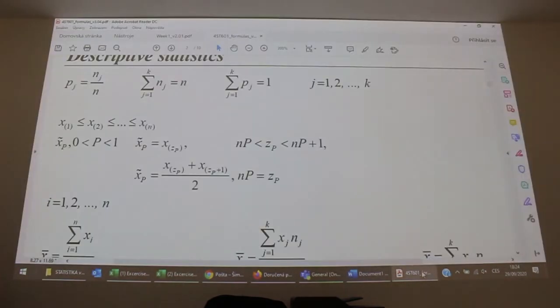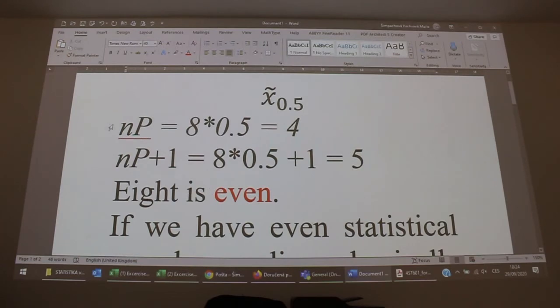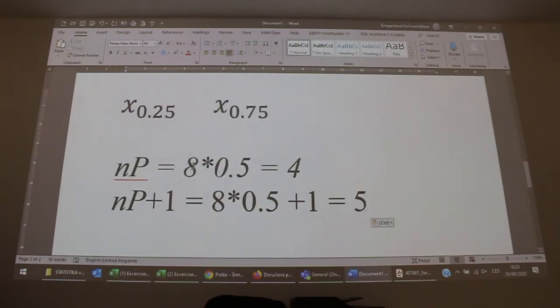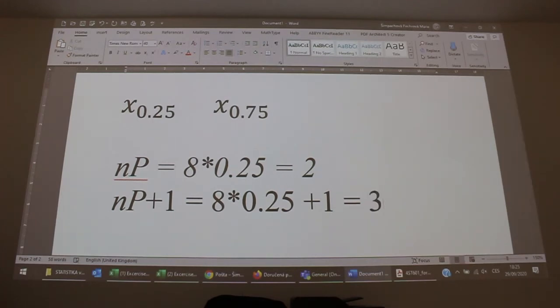Okay, so in our formulas we have this formula, yes, so we must calculate n times p and n times p plus 1. So I will use this copy and paste n times p. So 8 prisoners times 0.25, yes, in the first case, and n times p plus 1. 8 times 0.25 is equal to 2, and n times p plus 1, 2 plus 1 is equal to 3.